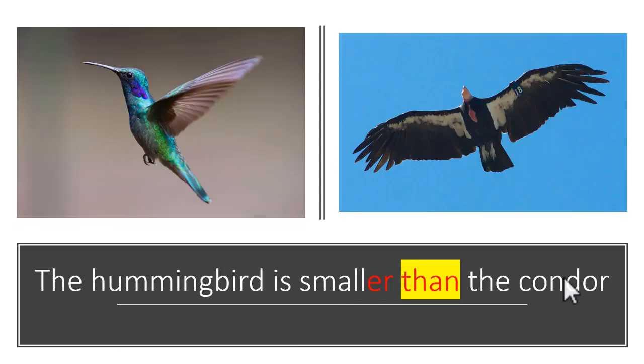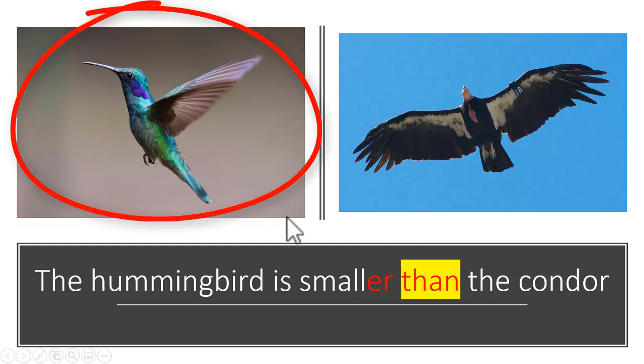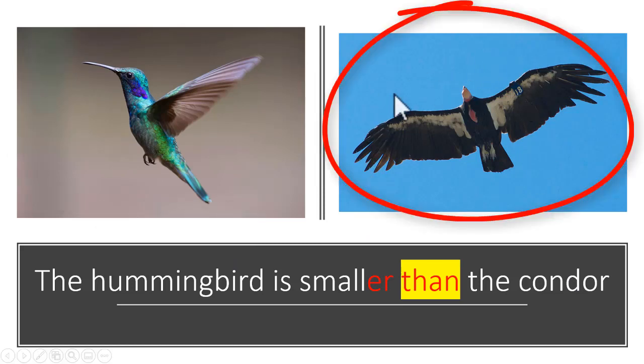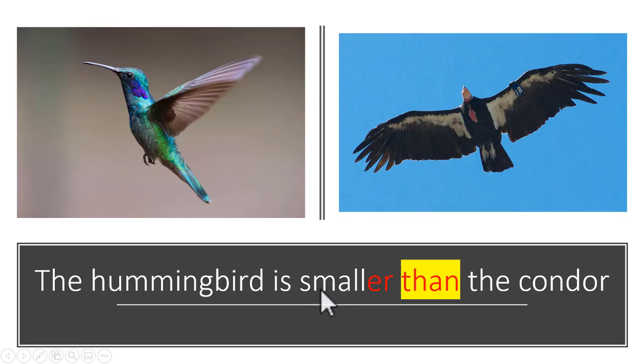Another example. Okay, we have two birds here. We have a hummingbird here and a condor here. We need to compare them using the adjective small. Which one's smaller, the hummingbird or the condor? And the sentence is very simple, you know this. The hummingbird is smaller than the condor. Small, comparative, smaller than. Remember this? Perfect. Let's go on to a third example so you remember it very well.